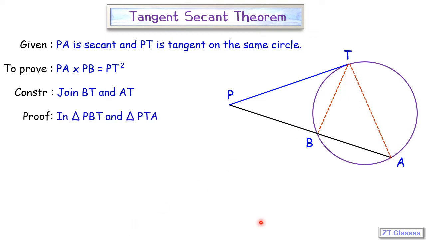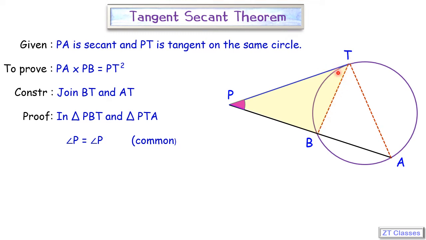Let's see the proof. In triangle PBT and PTA, PBT is this triangle and PTA is the full bigger triangle. So here this angle P is common in both the triangles. Also, if we have a look, PT is a tangent and BT is a chord.